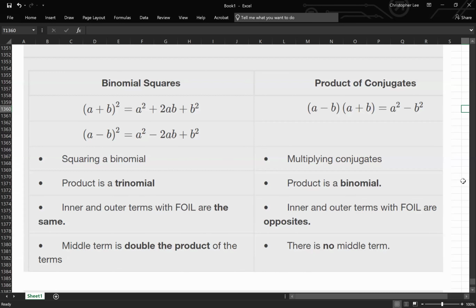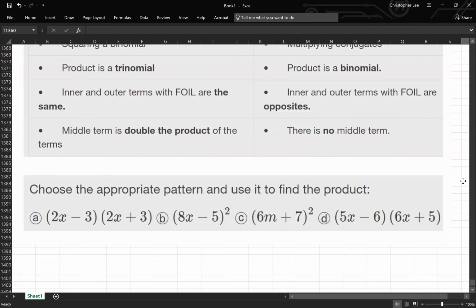For the product of conjugates, one is a minus, one is a plus. You have a minus b times a plus b. It becomes a squared minus b squared. Multiplying the conjugates, the product is a binomial. The inner and outer terms with the FOIL are opposites. There is no middle term. That's the difference between them. All right. This is more for the video. Y'all should just use one method and just get through all y'all questions.